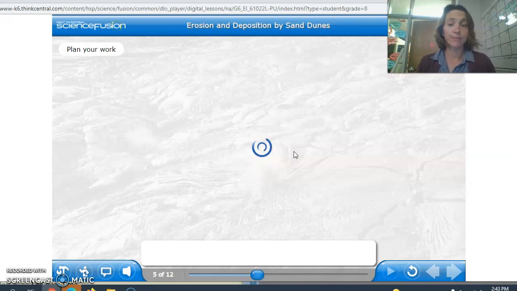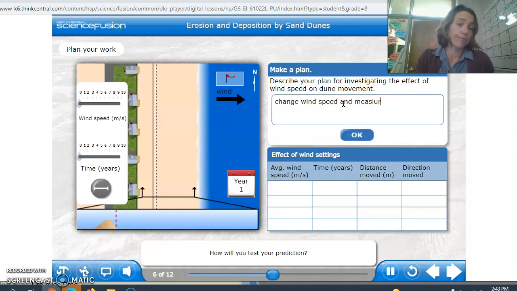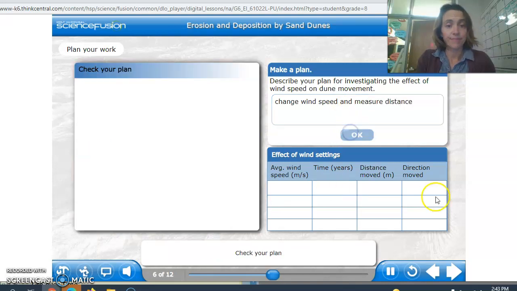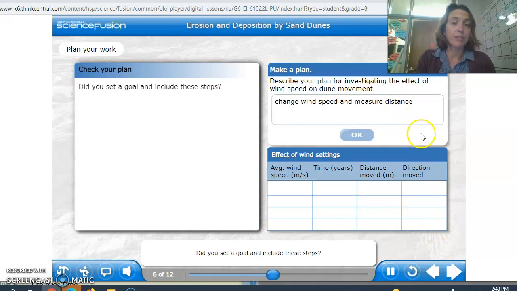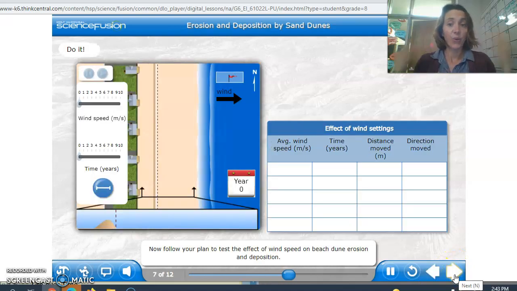Now we're going to plan our work. Okay, you're going to describe your plan. I'm going to change wind speed and measure distance. Okay? Again, brief answer, so it will let me move on. Okay. And now we can hopefully begin.